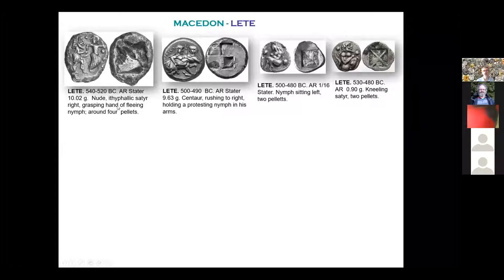Here you have the nymph naked for the first time sitting. And here you have the kneeling satyr with two pellets on each side. But if you look at the faces, the heads, the rendition is typical of the Archaic period.